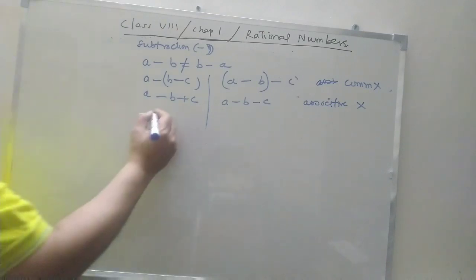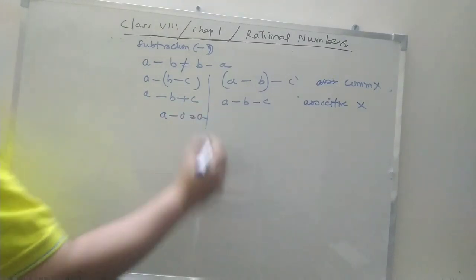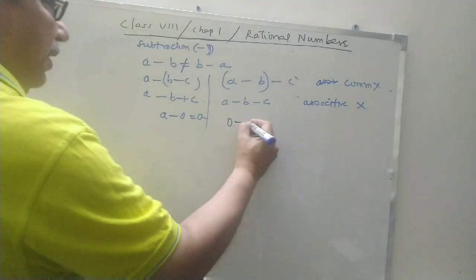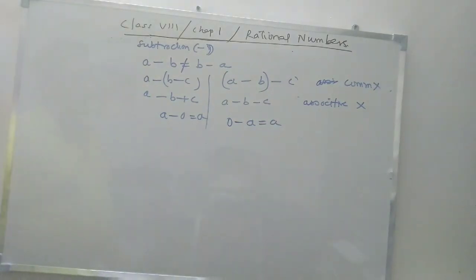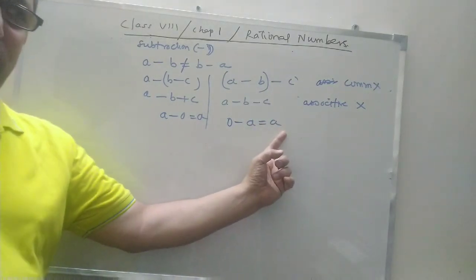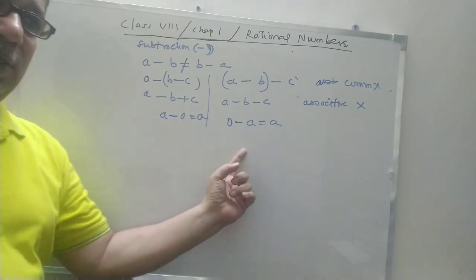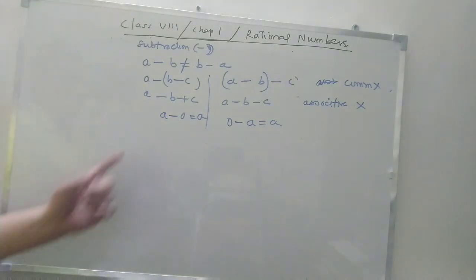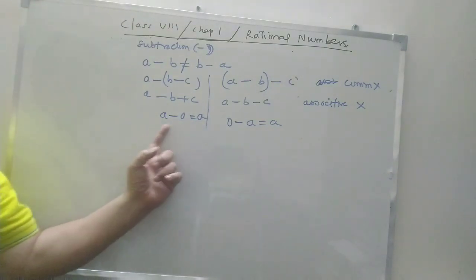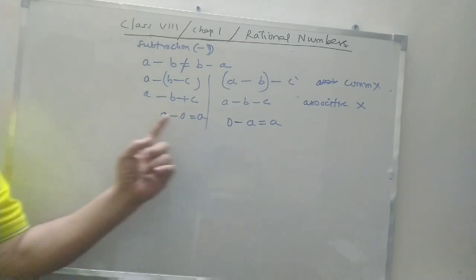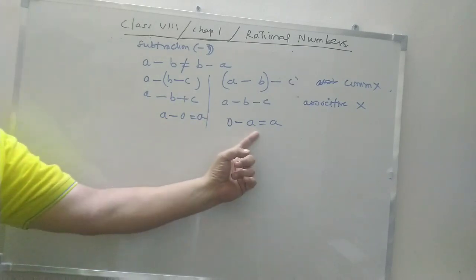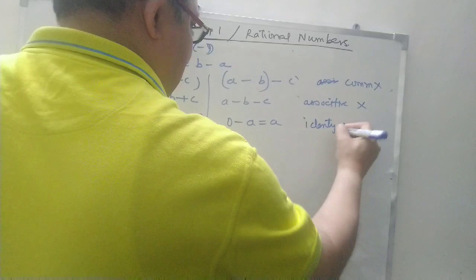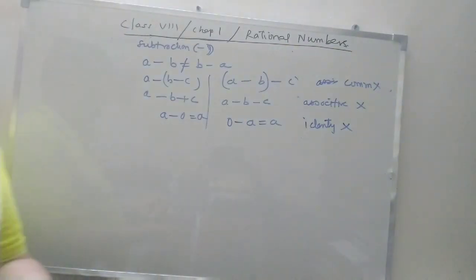Now, is there an identity? Yes, a minus 0 will be equal to a. But the reverse part is not true. That is, 0 minus a should also be equal to a. Now, this cannot happen, otherwise minus a will become equal to a. Minus 2 is never equal to 2. Minus half will never be equal to half. So you must understand that this property must be correct on both sides. Like we had a plus 0, we also had 0 plus a. Here we have a minus 0, but we don't have 0 minus a. So again, identity is not true.